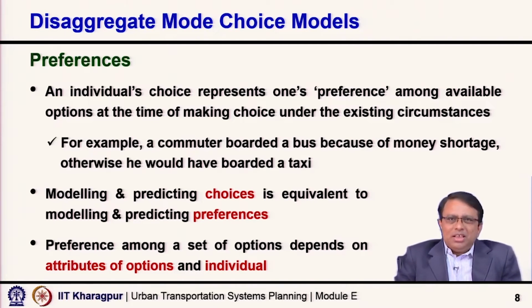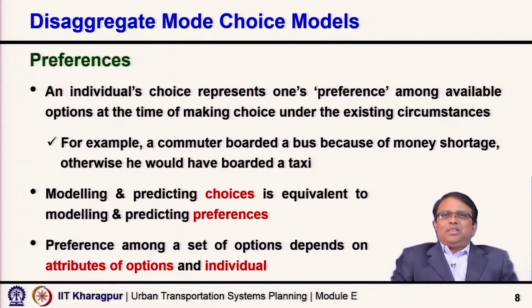So, with this, now let us discuss the preferences. An individual's choice response represents one's preference among available options. If I am choosing one, if my choice is taxi for a given context, then that clearly indicates my preference, right.